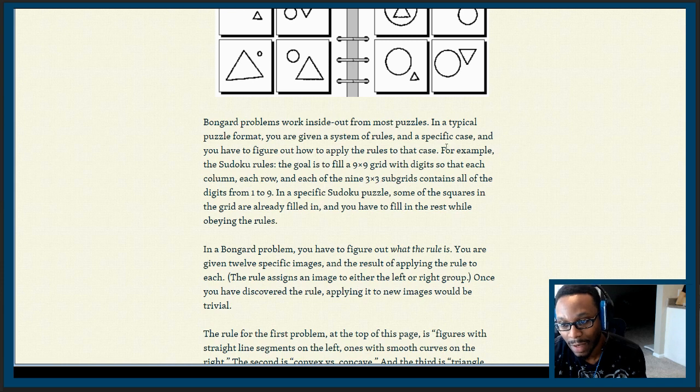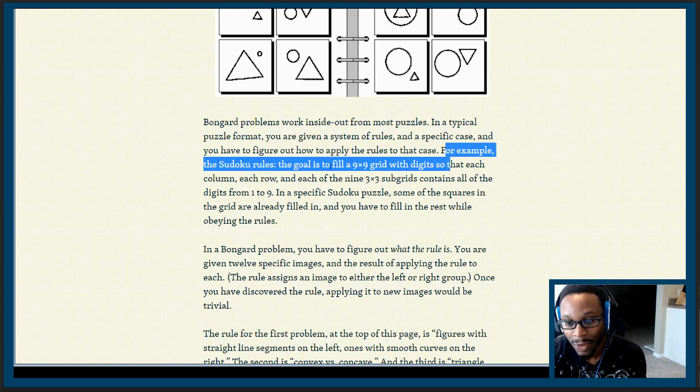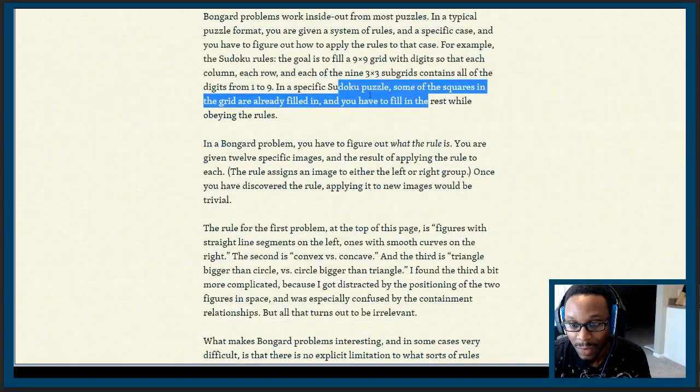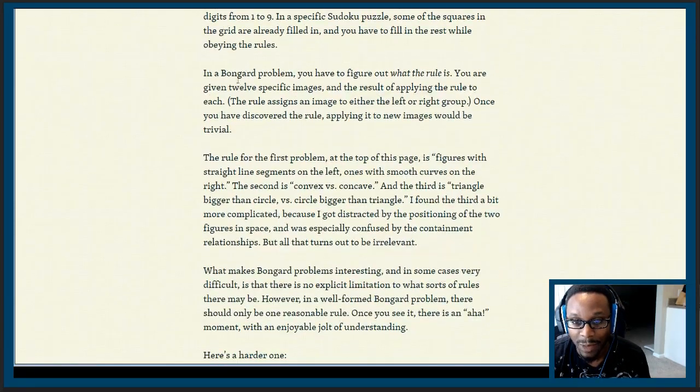For example, that's more like a puzzle, a jigsaw puzzle, or Sudoku. The goal is to fill up a 9x9 grid with digits. Each column and row and 3x3 box subgrid contains digits 1 through 9, so you've got to figure out how to place those numbers in so that that rule is maintained. In these Bongard problems, you have to figure out what the rule is.